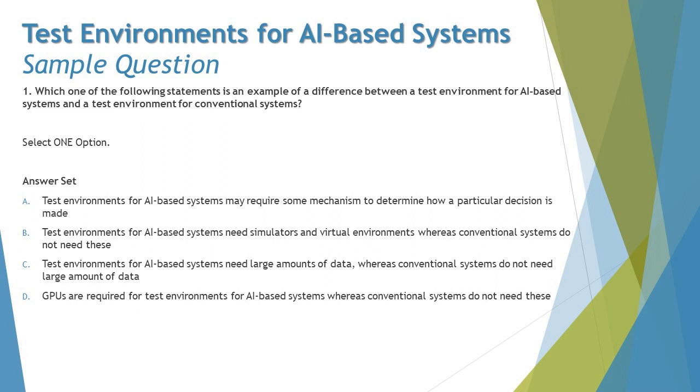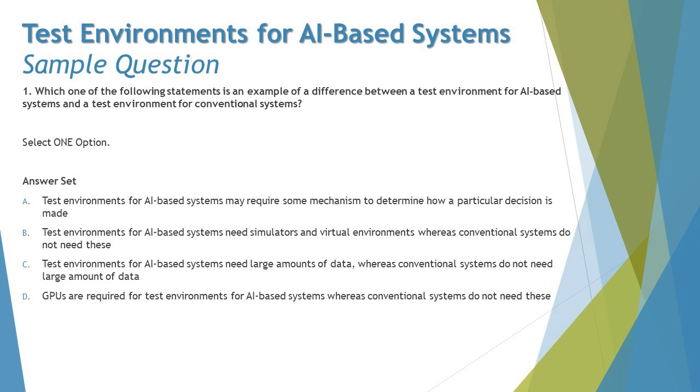Let's look at C. The test environments for AI-based systems need a large amount of data, whereas conventional systems do not need a large amount of data. Again, a large amount of data may be required for conventional systems as well. There are many applications where we talk about data conversion, data migration, data cleansing. These are not about AI-based systems; they are also part of conventional systems. So a large amount of data is not something unique to AI-based systems. It is applicable to conventional systems as well, right?